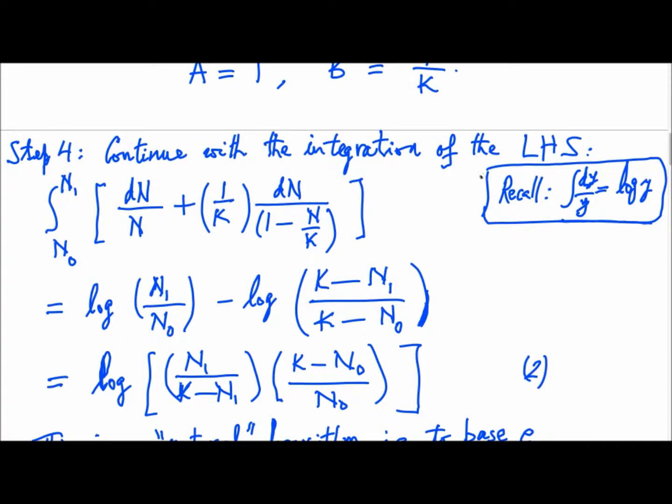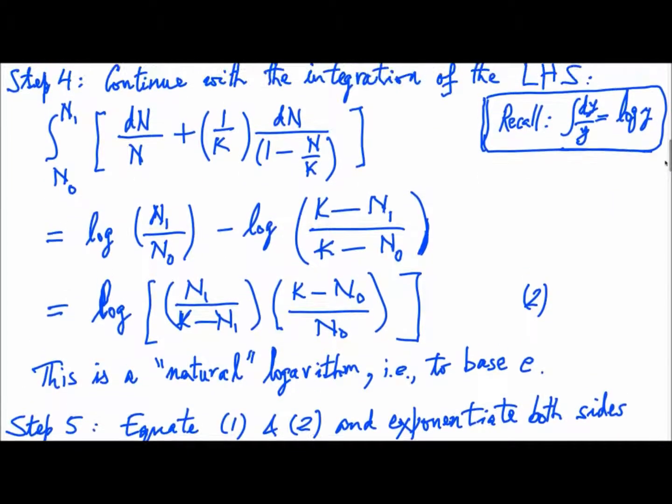And here we recall a basic result from calculus, which is that the integral of 1 over y is the log of y. Well, this is the natural log, log to the base e. If we use that to integrate these two terms, the first term looks just like that and gives you a log. The second term is marginally more complicated, but it's basically a log, and you can see how to make this work out on your own. And we get the difference of two logs here.